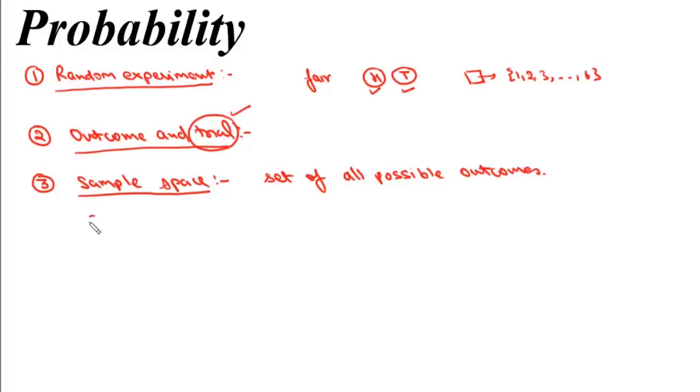So if we toss a coin, we know there are two outcomes, head or tail. We can define the sample space with this set named S, and then it has two elements, H for head and T for tail. Now suppose we toss two coins.